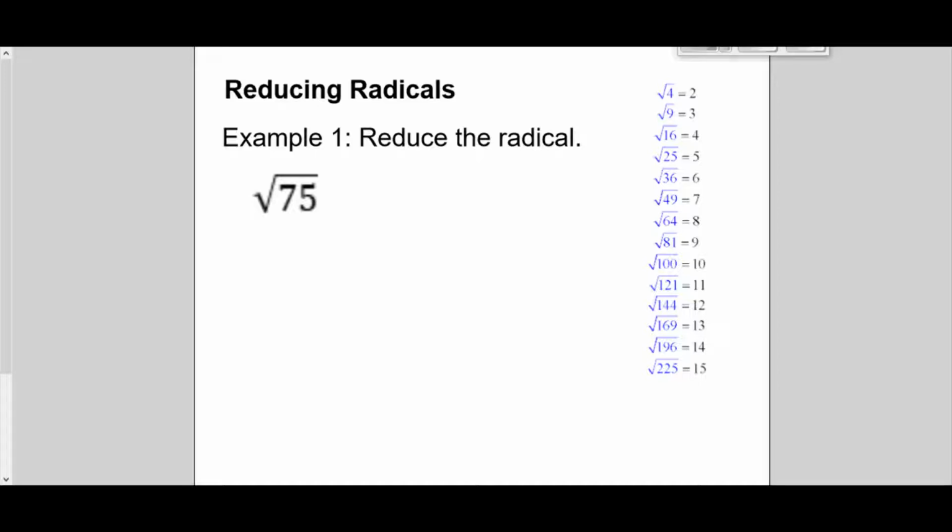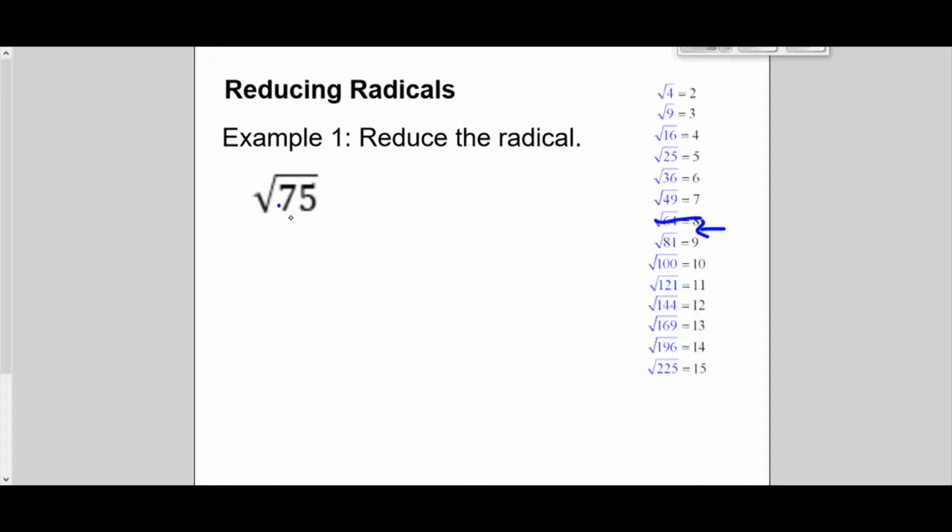In this first example, reduce the radical: the square root of 75. If you look at your list, the square root of 75 would be in between 8 and 9, so in between the square root of 64 and the square root of 81. I'm going to start with 64, because that's just less than 75. 64 would go into 75, but it doesn't go in there evenly, so I'm not going to divide by 64.